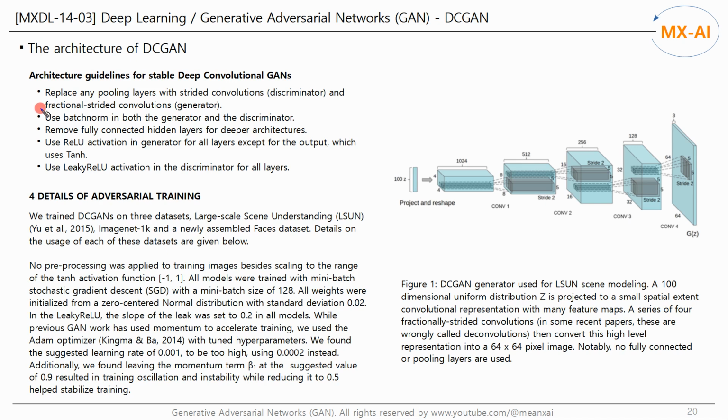The architecture guidelines for DCGAN presented in the paper are as follows. And the detailed settings for model training are as follows. The DCGAN generator takes as input a random noise Z vector of size 100, passes it through 4 fractionally strided convolutional layers, and outputs a fake image G(Z) of size 64 by 64 by 3. Notably, no fully connected or pooling layers are used.